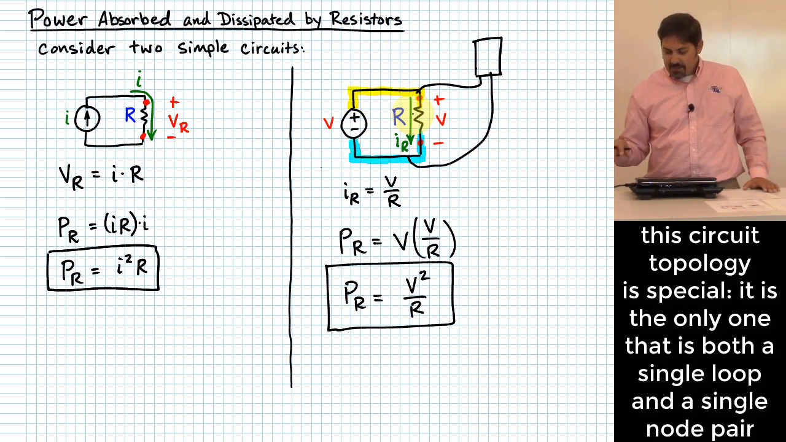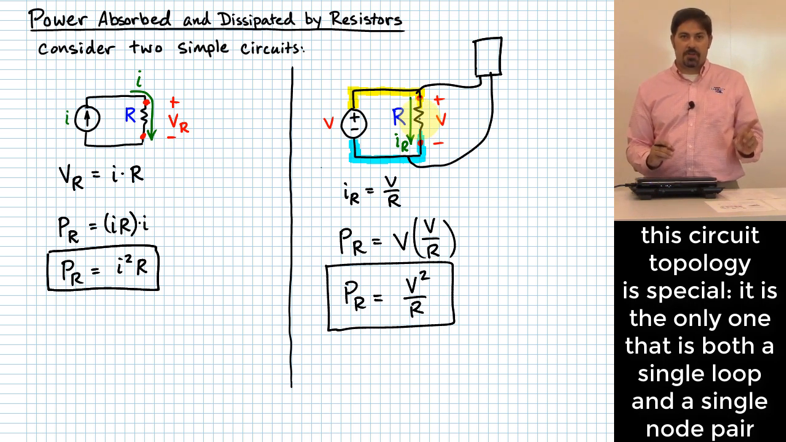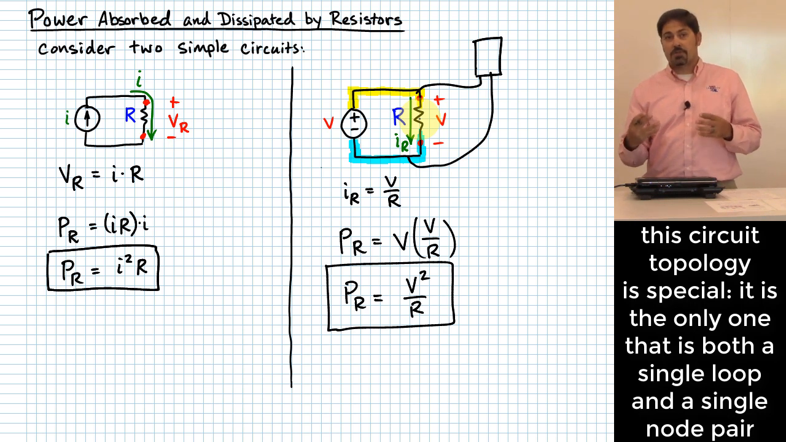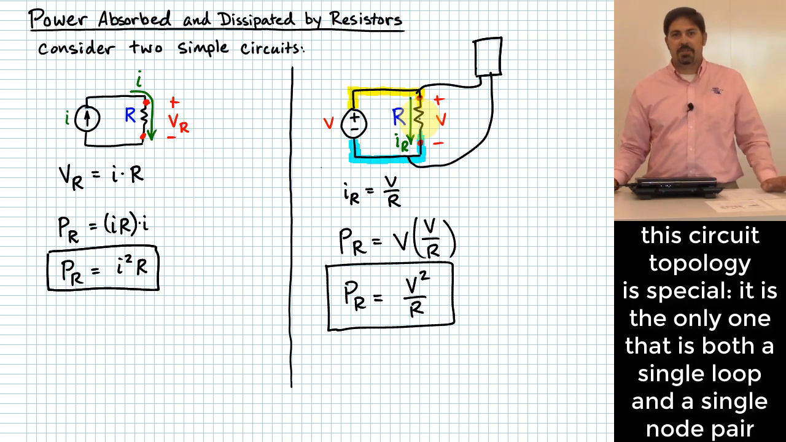But I had to think of it in one way to do one of the analyses and think of it in the other way to do the other analysis. You will see other examples of single node pairs, and you will see other examples of single loops also. They tend to be relatively simpler circuits to work on, either of those two options. So they're not uncommon to see. This is, I guess, the point of intersection between those two types of circuits.